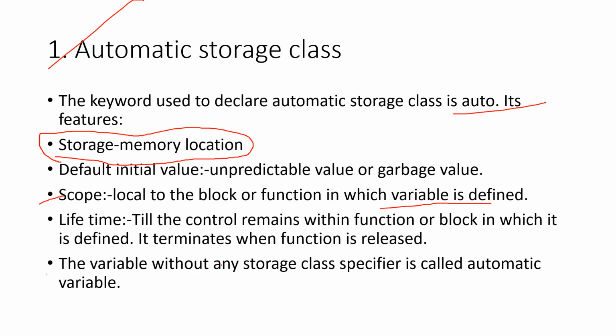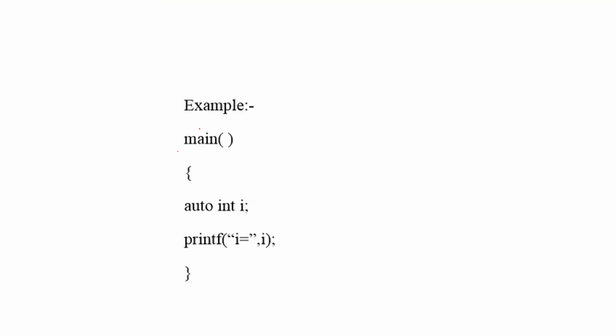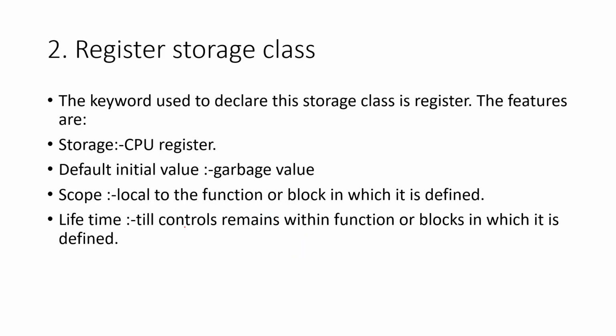A variable without any storage class specifier is called automatic. If we don't use any storage class specifier, it will by default be an automatic variable. Here is an example: auto int i, and print its garbage value, which is taken randomly.